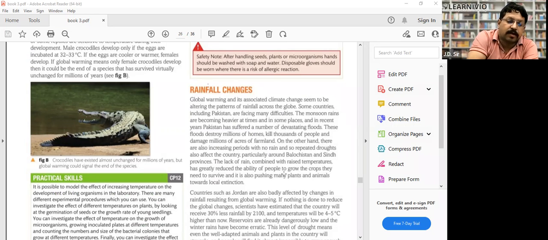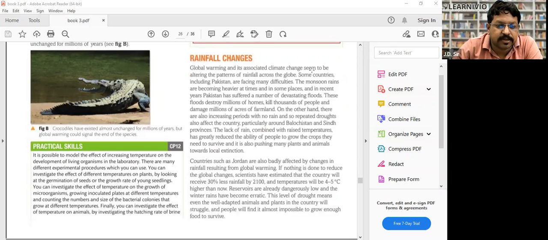Clear? Now the last thing is the rainfall changes. Global warming and its association with climate change seems to be altering the pattern of rainfall across the globe. That's very true. Some countries, including Pakistan, are facing many difficulties. The monsoon rains are becoming heavier at times in some places, and in recent years Pakistan has suffered a number of devastating floods.